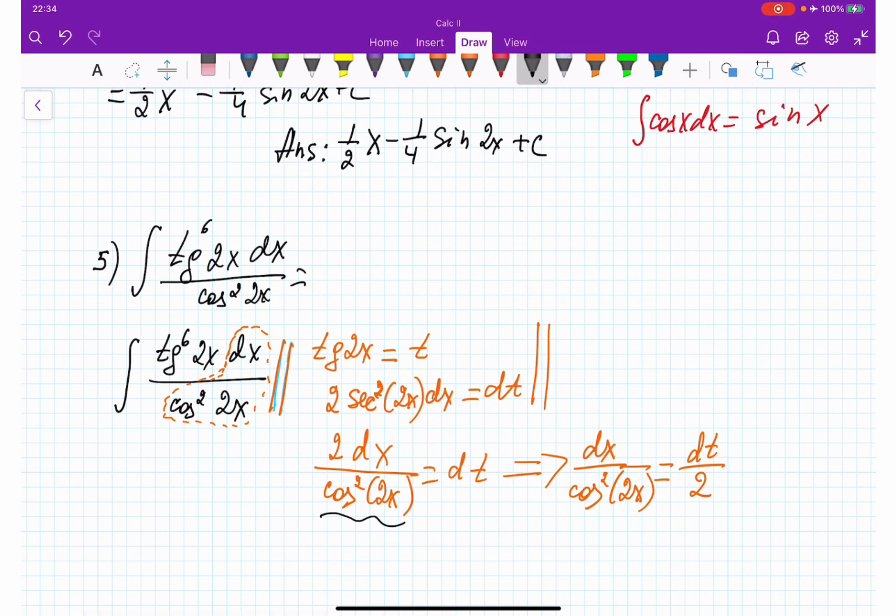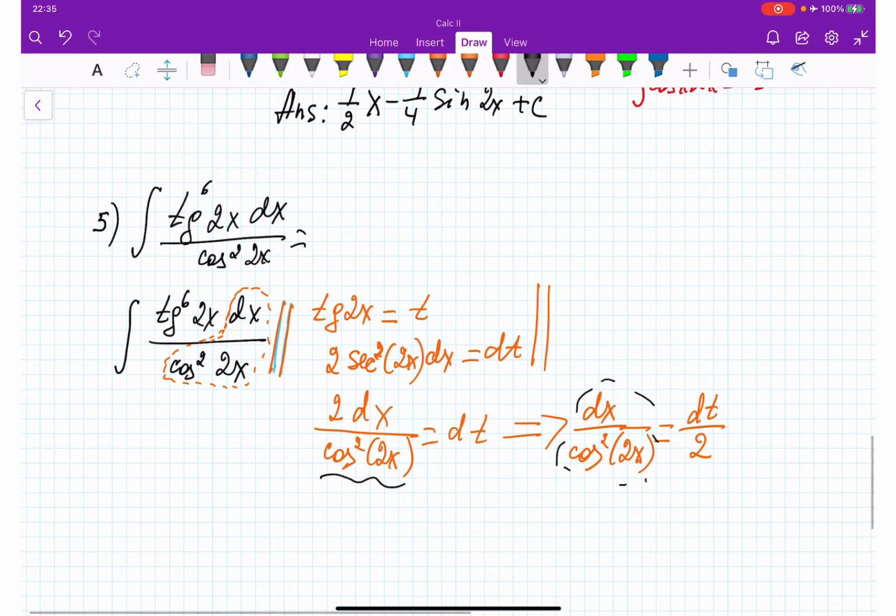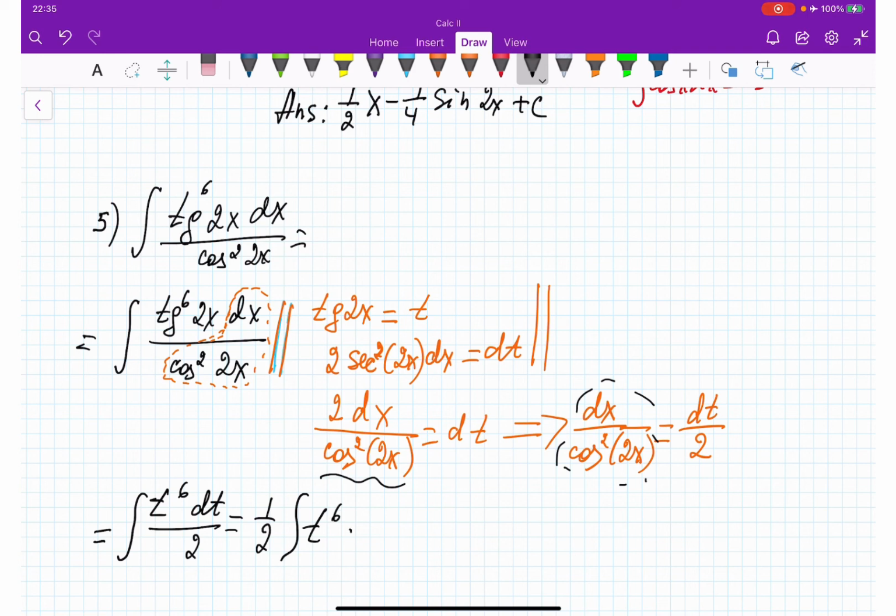So this is going to be substituted. Here it is, the whole piece. It's going to be substituted with dt by 2, right? So it's going to be equal to the integral of tangent to power 6, which is going to be t to power 6. And this dx over cosine squared 2x is going to be dt over 2, right? Beautiful solution. 1/2 comes out because it's a constant, integral of t to power 6 dt. So that is equal to 1/2 t to power 7 over 7 plus c.